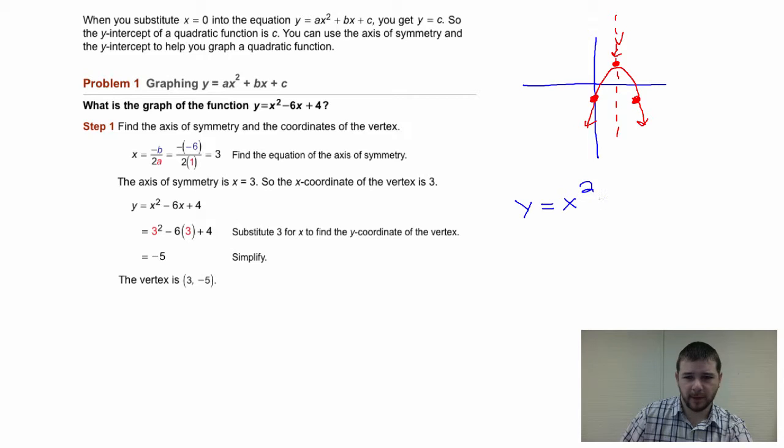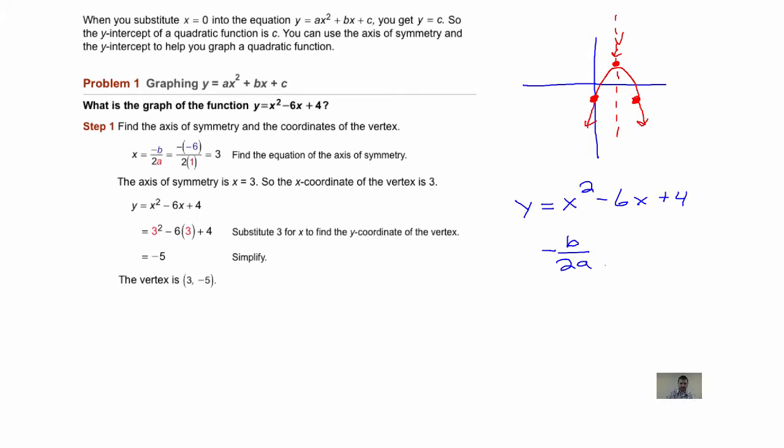y equals x squared minus 6x plus 4. Well, we know that the x-coordinate of our vertex is negative b over 2a. And that's definitely something you should have in your notes. You should also be familiar enough with it that you don't need to refer to those notes, but they're there to study or just in case.